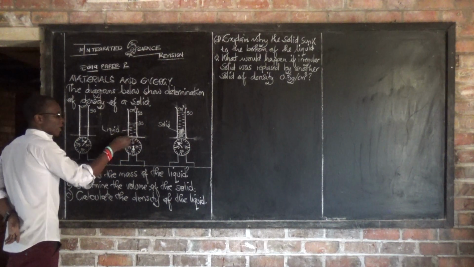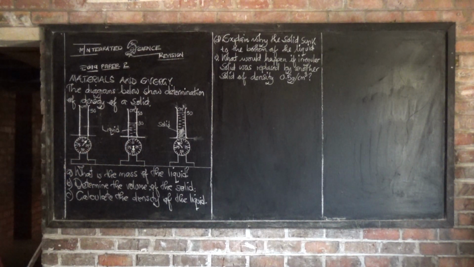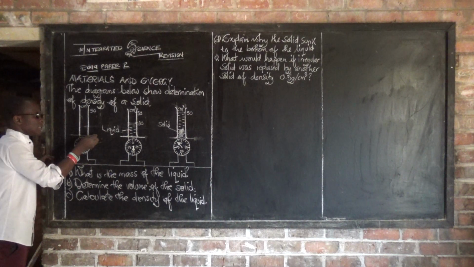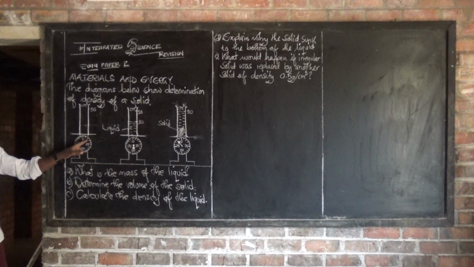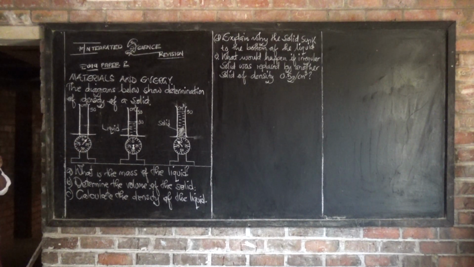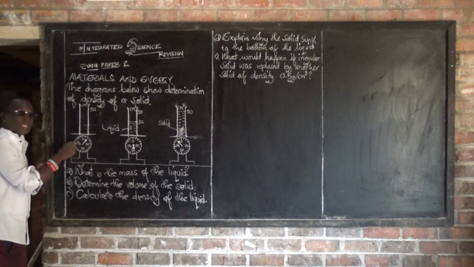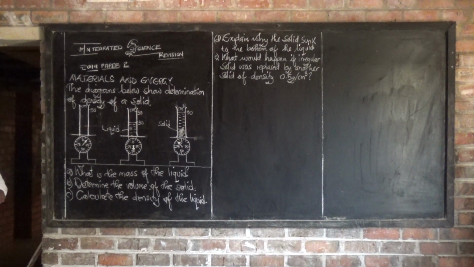In the first diagram, we have an empty measuring cylinder placed on a scale. This is 0, 5, this is 10. So the empty cylinder has a mass of 10, just a cylinder without any substance, any liquid inside. It has 10 grams, that's the mass of the empty measuring cylinder.